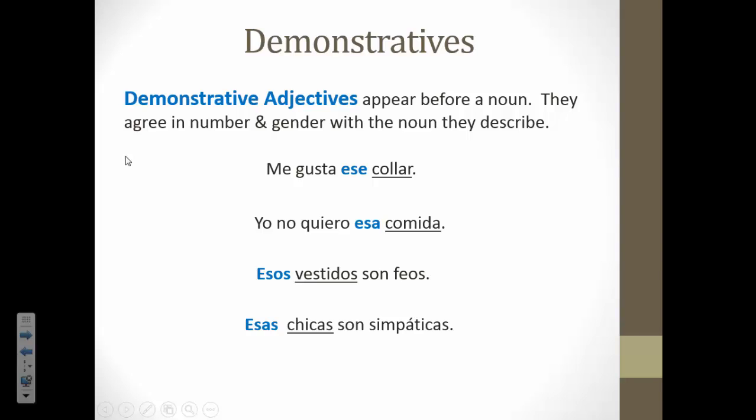And notice also we said that the demonstrative adjective goes before the noun. In each case, you'll know that that's true. The noun is underlined. Okay?